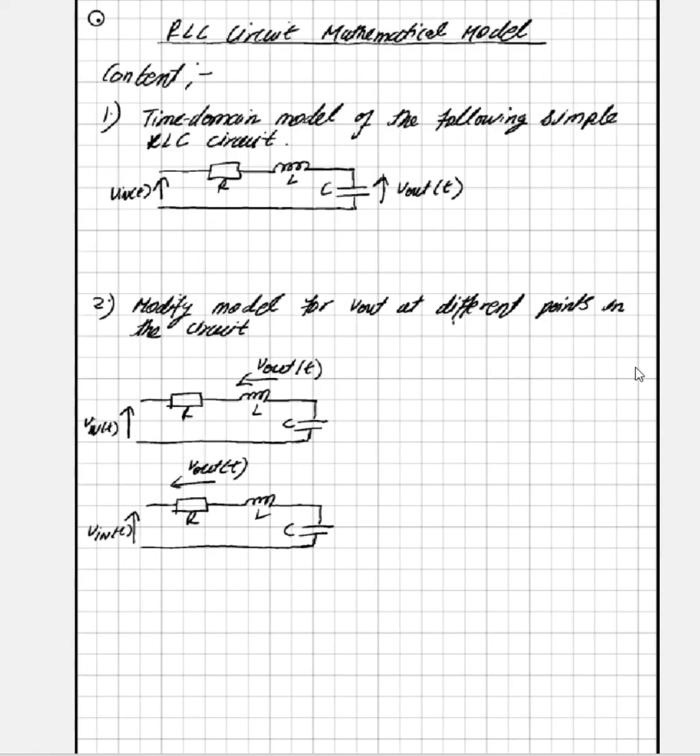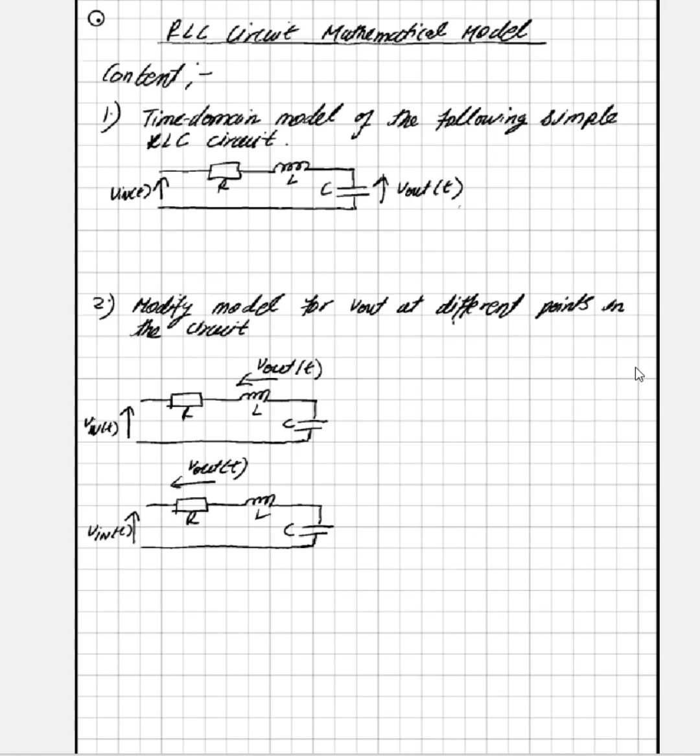So I will go through a simple RLC circuit and creating a mathematical model and also a graphical model from that. And first we'll start with voltage outputs across the capacitor, then look at the changes in the equation when we take the voltage output from different points. So voltage output across the inductor and then the voltage output across the resistor.